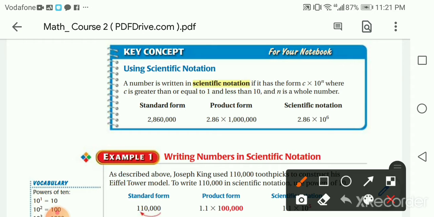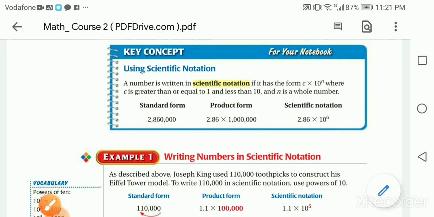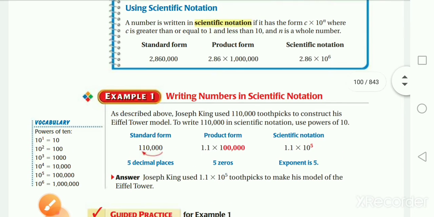As you see, in the product form, how many zeros do I have here? 6 zeros. If I multiply this number by 6 zeros, it will give me this standard form. And I know that 1 million has 6 zeros, so here 10 is repeated 6 times, so this is the scientific notation. Okay, writing numbers in scientific notation.